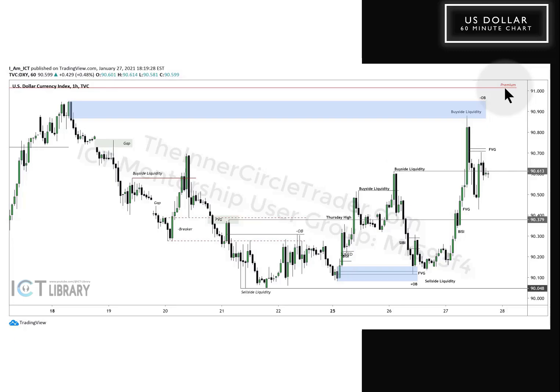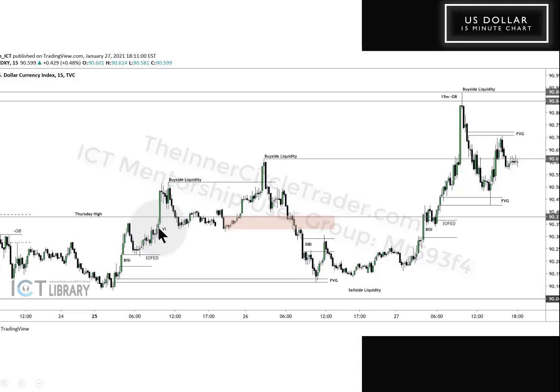All right, so here's the 15-minute time frame for the dollar index. This is a volume imbalance. Volume imbalance is that little separation between the body's close here and the body's opening. There's just wicks from this tail and this wick. So there's no bodies overlapping in between the opening price of this candle and the closing price of this one. That is what I teach as a volume imbalance.